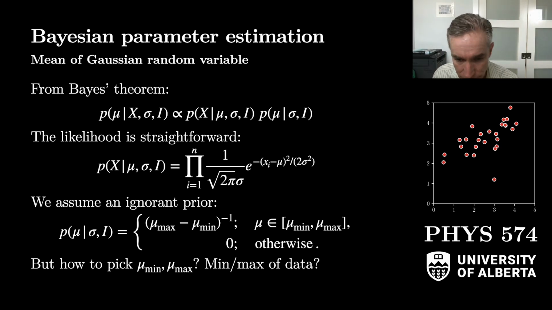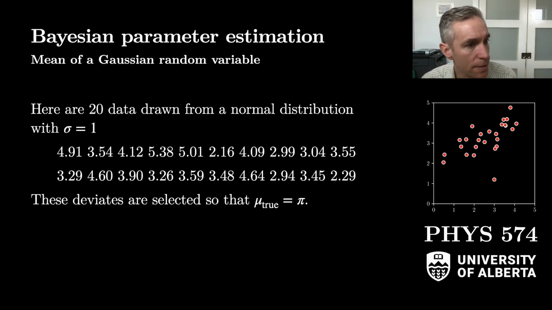So let's take a look at this. Well, here's 20 data that are drawn from a normal distribution with sigma equal to 1. And you can look at this and you can see that they're all distributed around 3 to 5-ish. And here I've chosen that the true mean is actually pi. So yeah, that kind of makes sense with the data set here.